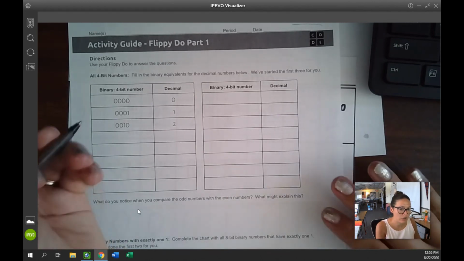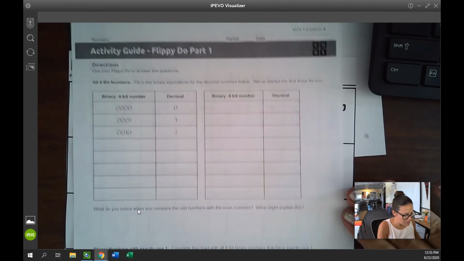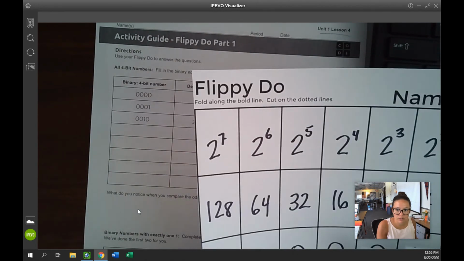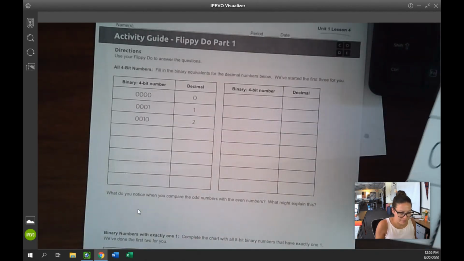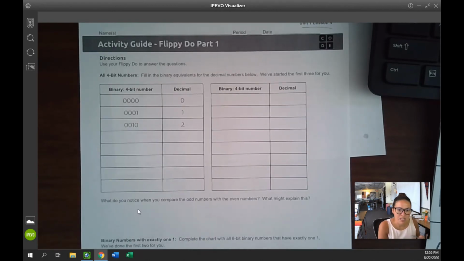I'm going to do a few and then I'm going to ask you to try some on your own. So make sure you're taking the opportunity to really see what you are learning and what you understand as we're going through this. The other thing that you're going to want handy is the good old Flippy-Do. It's going to help us as we're building our binary numbers and being able to convert back and forth from binary to decimal and vice versa.